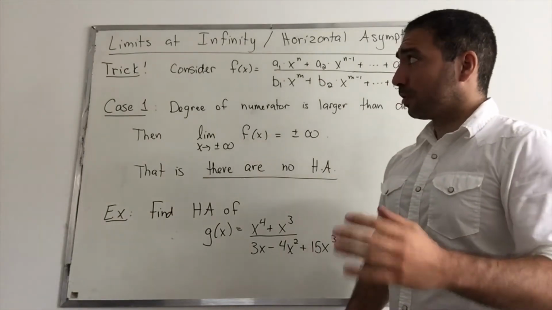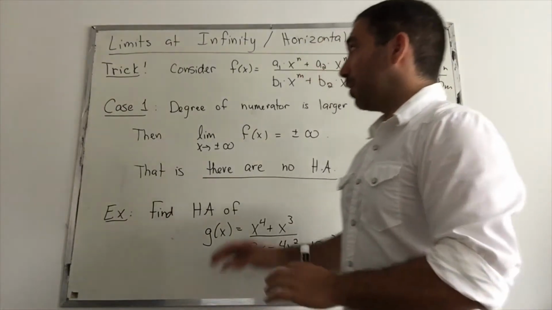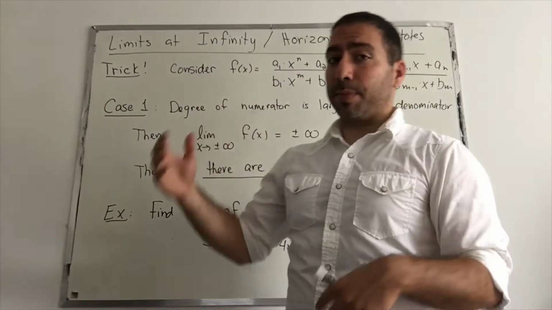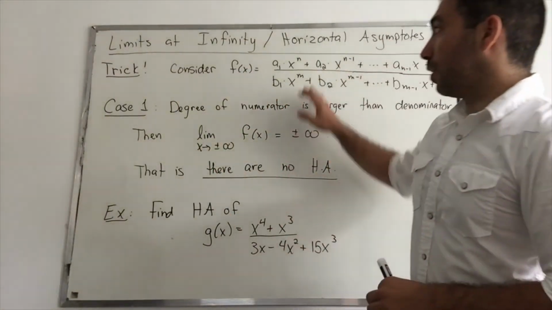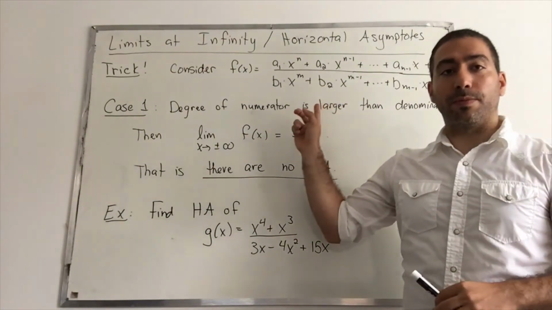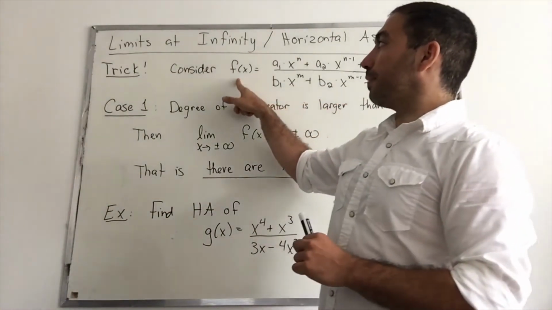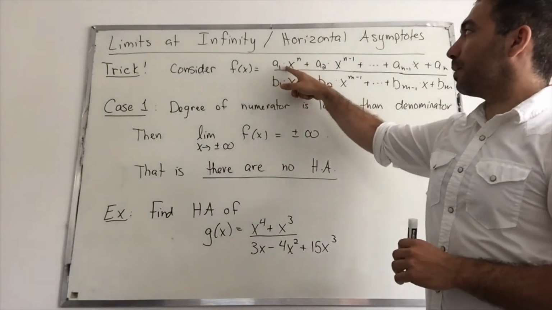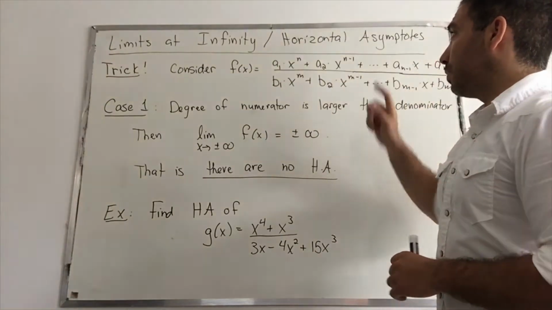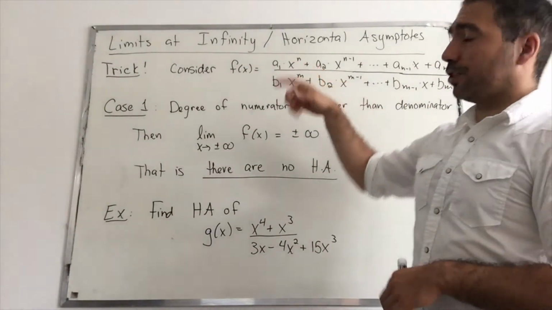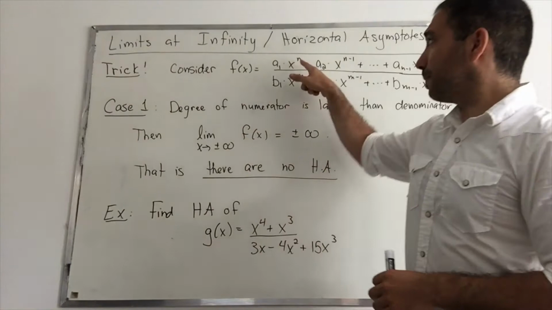Okay, so first of all, the trick only works when you're dealing with basically a rational function. So a polynomial function divided by a polynomial function. This is what we have here. F of x equals a1 times x to the n plus a2 times x to the n minus 1. So the n's are just constants. It's the highest exponent here.